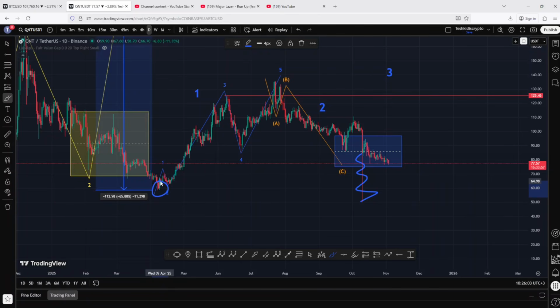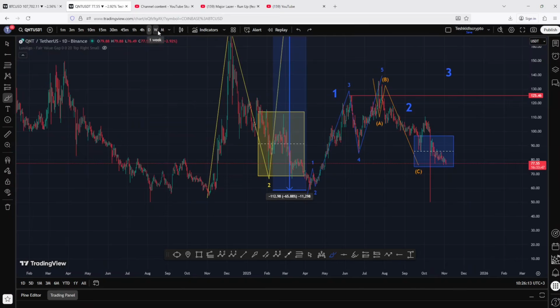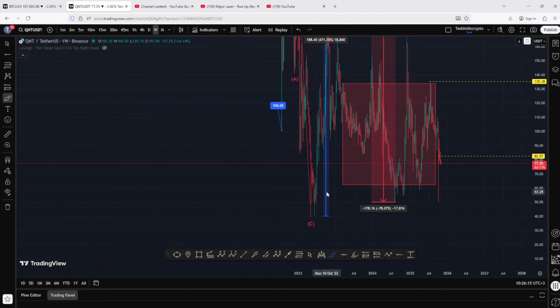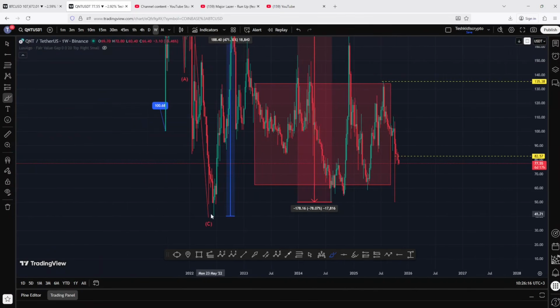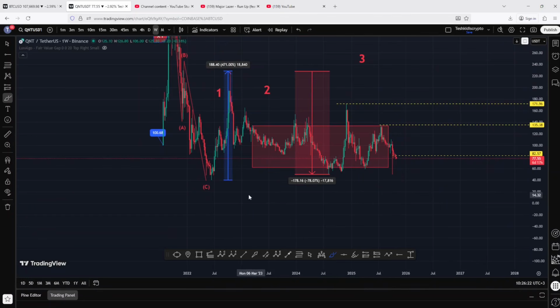And in the worst case scenario, if we lose the 50 USDT mark, then I will be expecting to see QNT give us a reset of the bear market lows, which we made back in 2022 below the 40 USDT mark in the next coming weeks. And then once that plays out, then we can expect another bounce, or maybe an attempted bounce to the upside, maybe to new all-time highs.